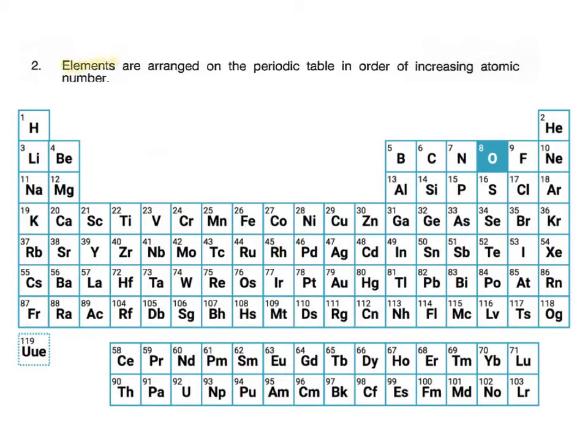arranged in order of increasing atomic number. So if we look at the periodic table, we start with hydrogen over here. It has atomic number 1. We jump all the way across the periodic table. We see number 2 is helium. Jump down one more row, we have number 3, lithium, and 4, beryllium. And we just keep going across the periodic table.